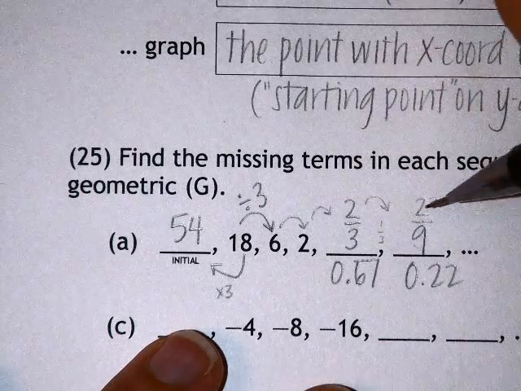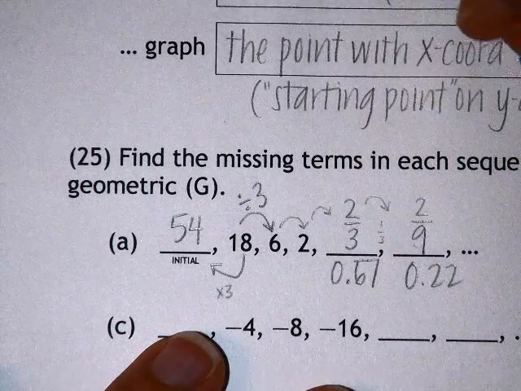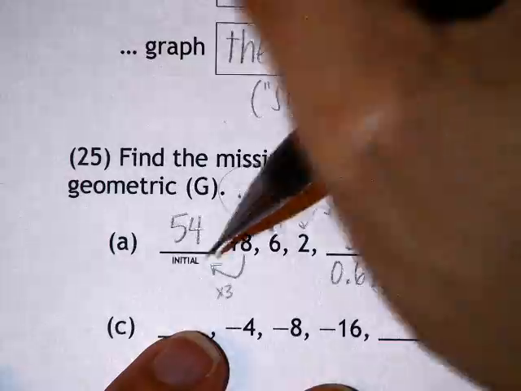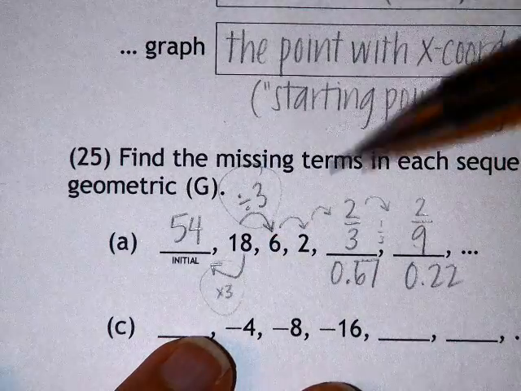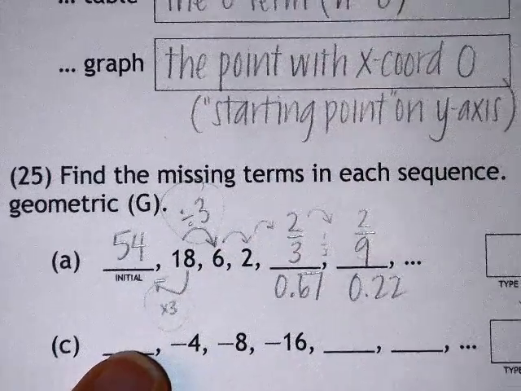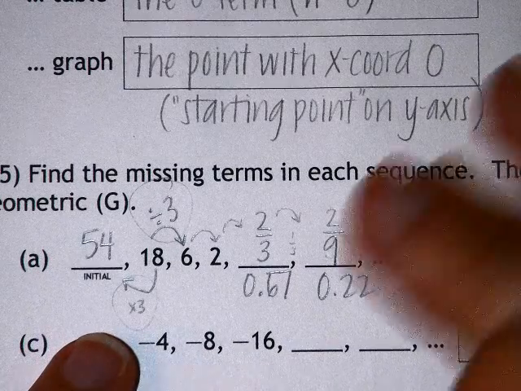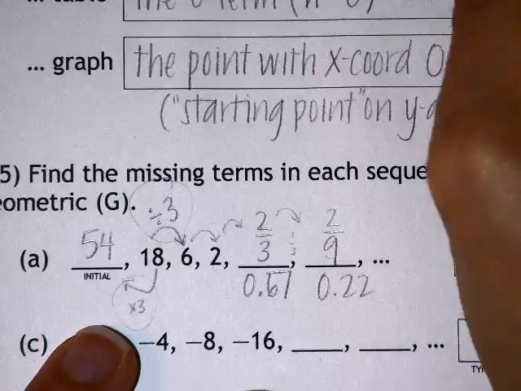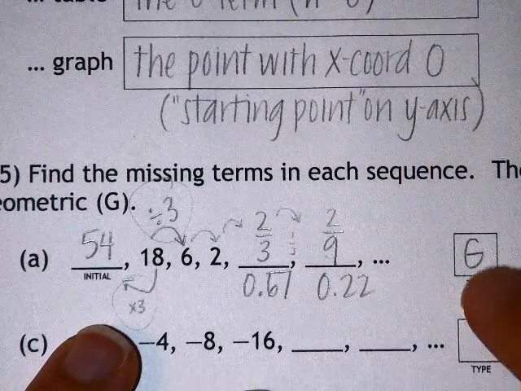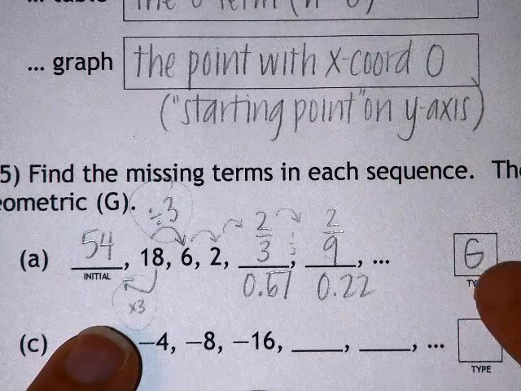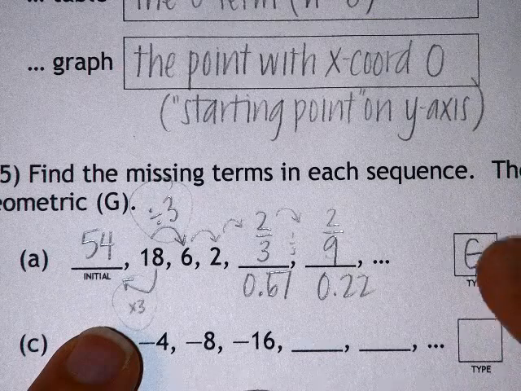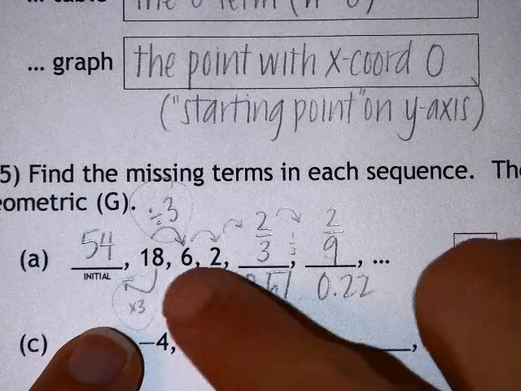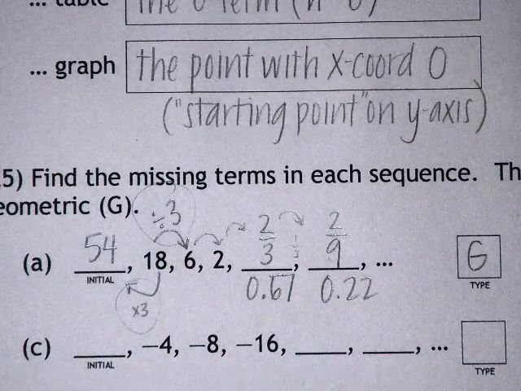Now that we know all the missing terms, and now that we know we got all those missing terms by dividing, or in some cases multiplying, we can put a word to that. We know that any pattern that is generated by multiplying and dividing is called geometric. So where it says type, I'm just going to put a little G for geometric to indicate that that's the type of sequence that we're dealing with. This is the geometric type because it had a dividing pattern.